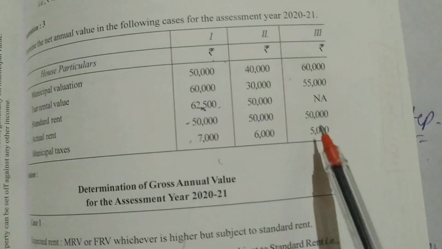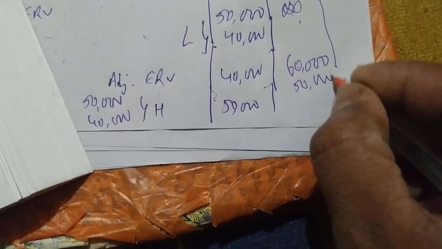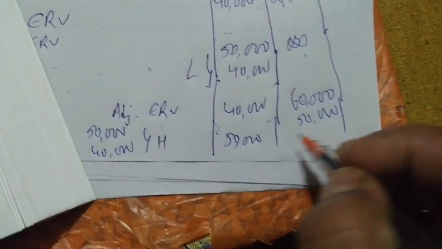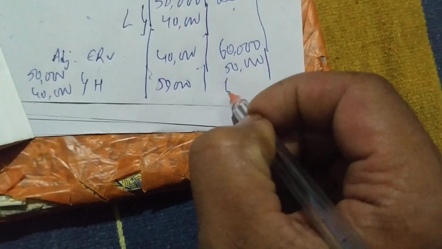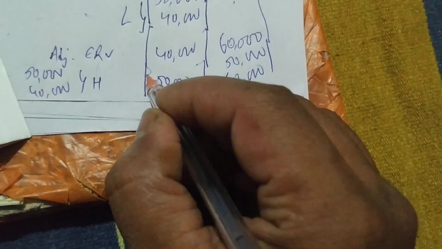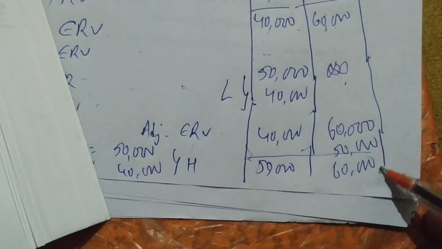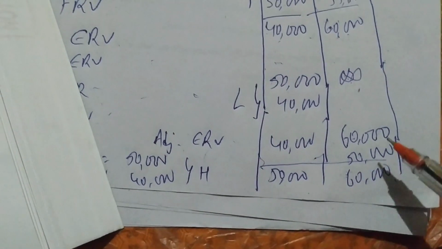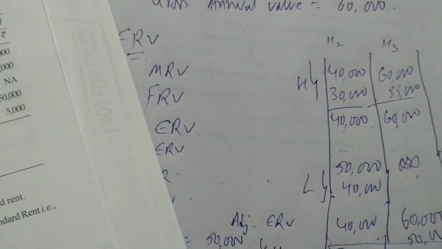Actual rent is given as 50,000. So from this, highest is 60,000. So your GAV is 60,000. Okay, easy, right? It's very easy. So you should know how to find out GAV.